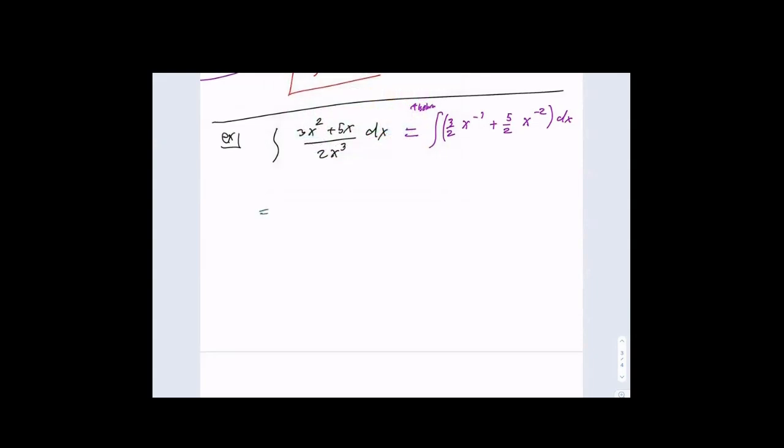So what's the integral of 3/2 x to the negative 1? Is this one the transcendental one? Transcendental, yes. Because if you do negative 1 plus 1, you get 0, so it won't work, and you'd get 3 over 2 all over 0. It's a transcendental, which means you don't do the plus 1 method. Anybody else want to chime in?